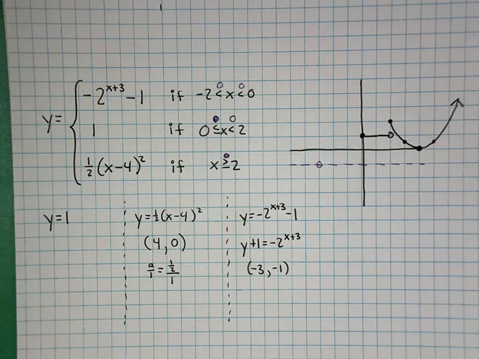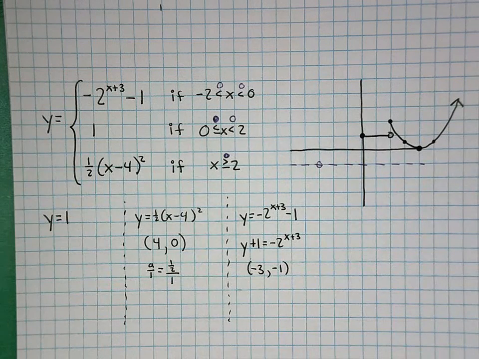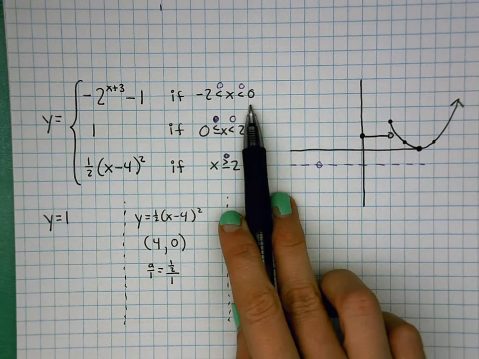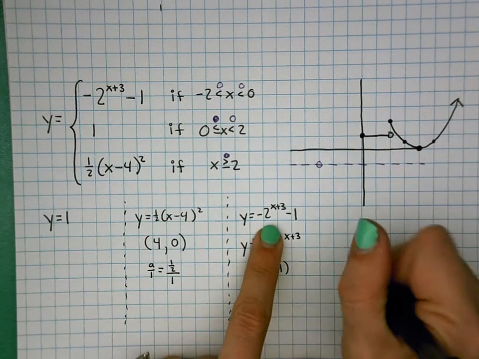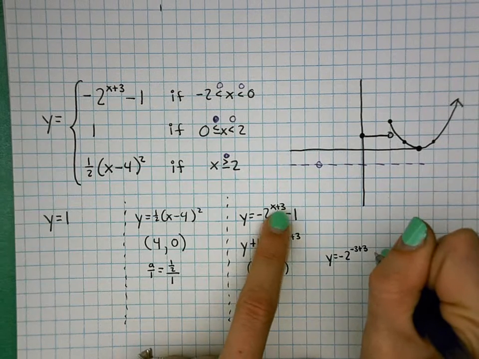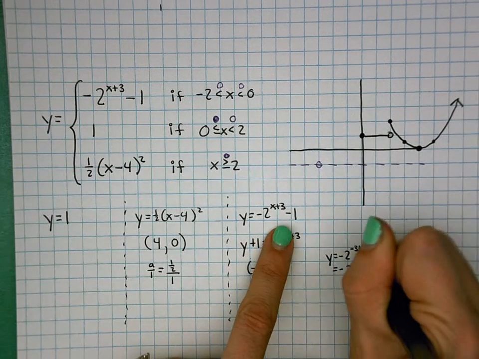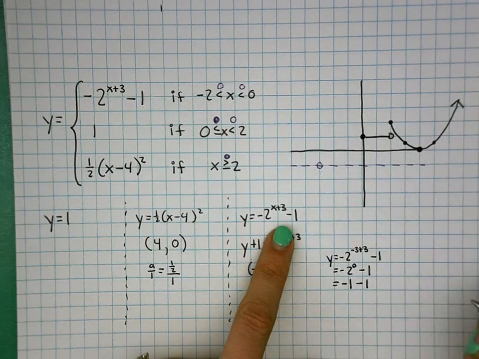Your other option would be to plug in negative 2 and 0 as your 2 other points, because it gives you that outline of your exponential. It is totally your choice. For the sake of the video, I'm going to plug in negative 3, negative 2, and 0, so that you can check, hopefully, the one that you chose. Okay, so let's plug in negative 3 first. We have y equals negative 2 to the negative 3 plus 3, minus 1. Okay, well, negative 3 plus 3 is 0. 2 to the 0 is 1. And negative 1 minus 1 is negative 2.